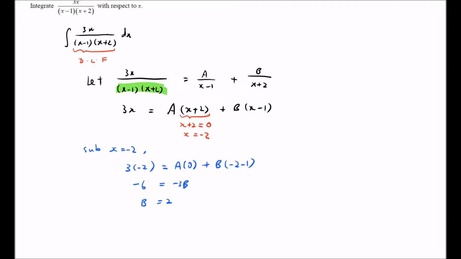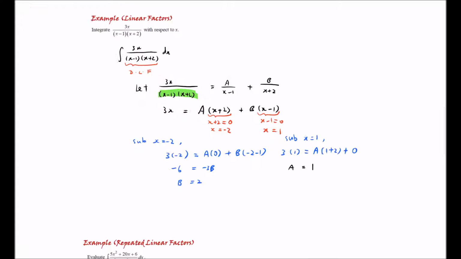So next we go to the second term and set the bracket x minus 1 equals 0. So here x equals 1. Using the same method, we sub x equals 1. We have 3(1) equals a(1 plus 2) plus 0, right? Because b times 0 is 0, so we can also not write the 0. So eventually a is equal to 1.